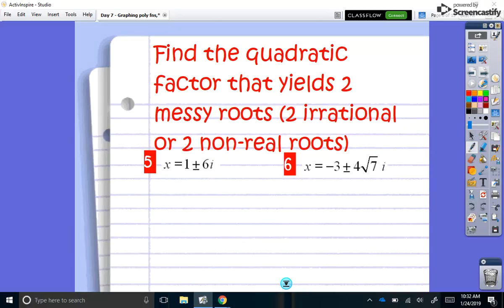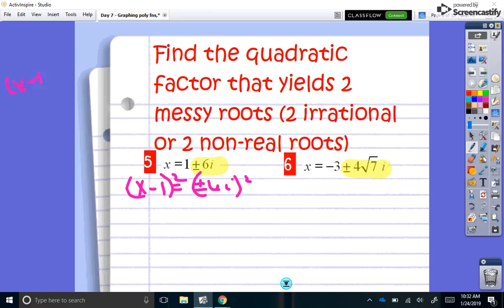Okay, so these roots, we're going to do the same thing, except if you'll notice, these are binomials and not monomials. So I want to square both sides, but I need to have the plus or minus by itself before I square both sides. So for this, the first thing I'm going to do is subtract 1. So x minus 1 equals plus or minus 6i. Then I can square both sides.